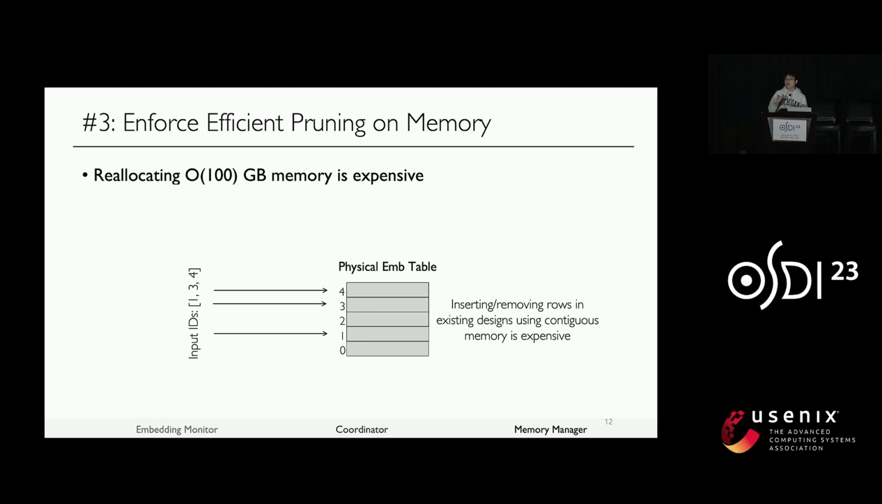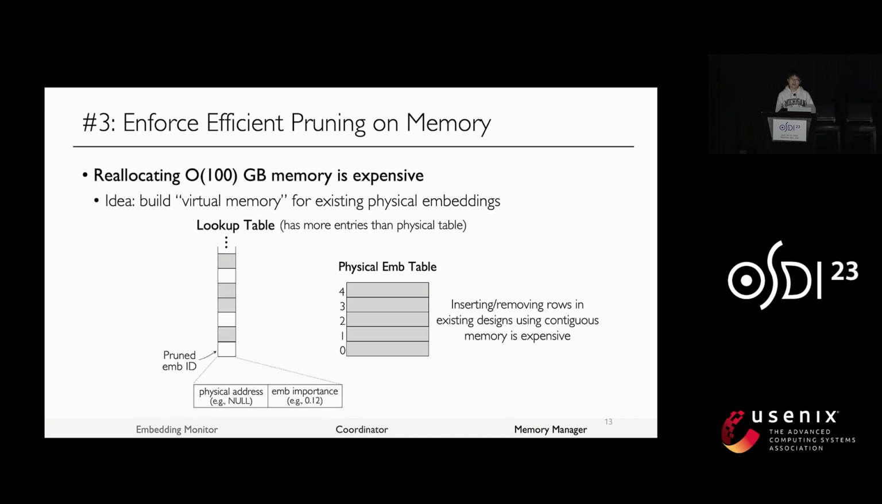First, many of the existing embedding modules are built atop contiguous memory like tensors. So removing or inserting millions of embedding rows is pretty expensive. Also, we don't want to reinvent existing designs. To minimize this reallocation overhead, we introduce a shim layer to wrap existing embeddings, which is similar to the design of virtual memory. Here, we add a lookup table to store the metadata of embedding IDs, including the embedding importance and the address to their physical embedding weights.